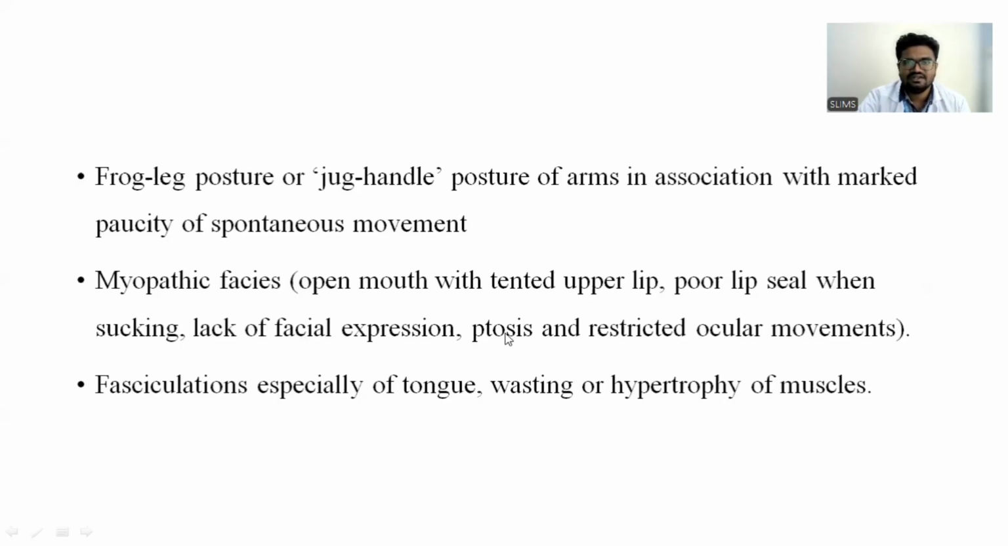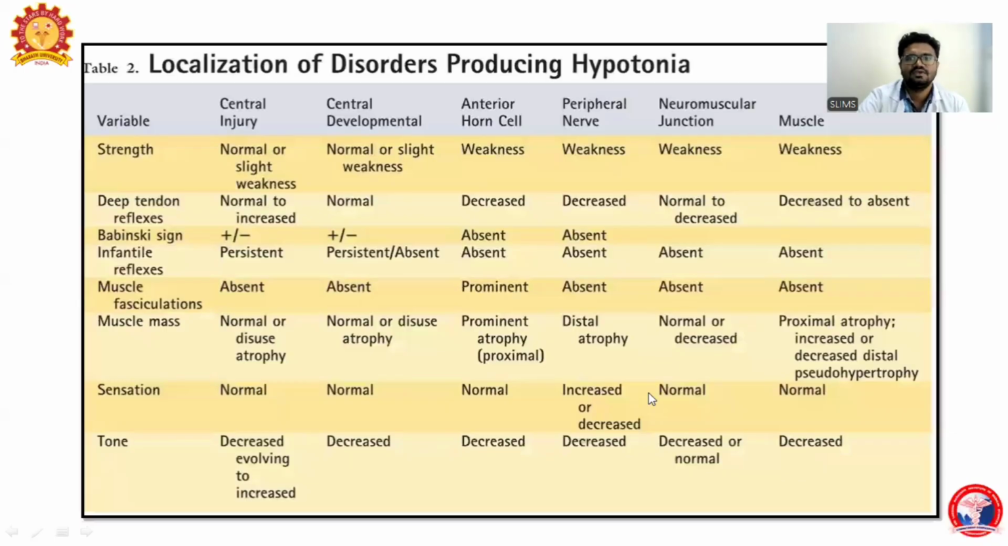Ptosis in myasthenia gravis, ophthalmoplegia in myasthenia gravis, fasciculation of the tongue, vibratory motions of the tongue especially in SMA, and wasting and hypertrophy of the muscles in BMD. So these are the localization of the disorders.